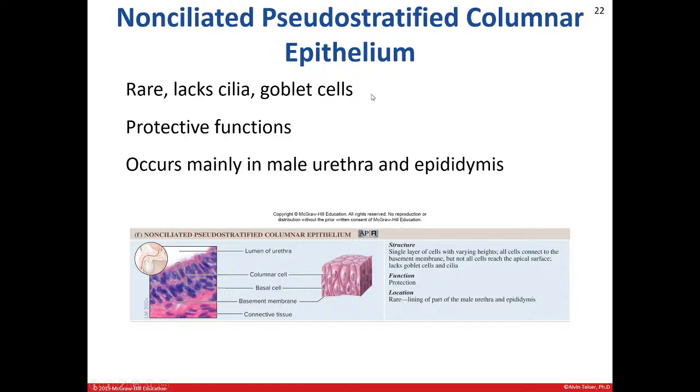So the non-ciliated pseudostratified columnar epithelium, it's pretty rare. It does not have cilia, but it has protective functions. And you'll find this mainly in the male urethra and the epididymis, which is a structure in the male reproductive tract.